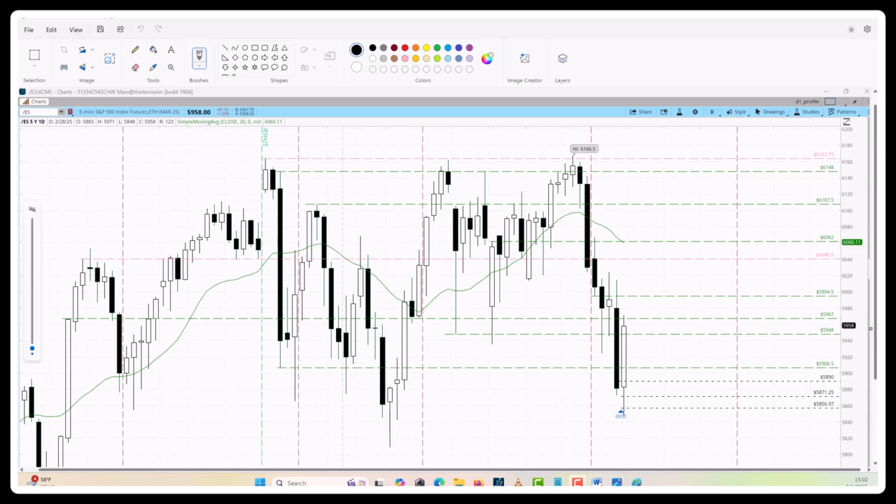All right, now we do the same exercise for a short setup. All right, let me move that. So what do we see? If we look at this level, it's gonna be a reversal long setup. But if you look at this level, 59.67 or 59.48, it's gonna be a short setup because of a test from above, and then it will break.